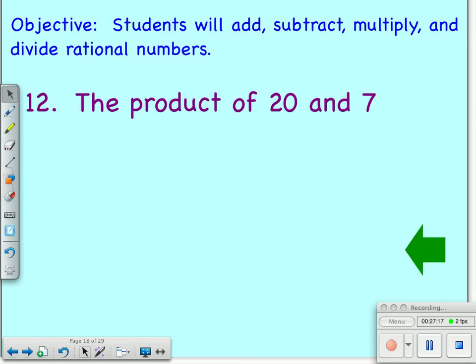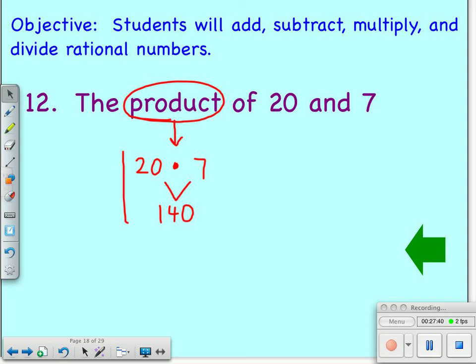The product of 20 and 7. Again, product means multiply. What numbers am I multiplying? The factors 20 and 7. 20 times 7 is 140. So this is my answer, 20 times 7, 140. I have the expression as well as the answer.